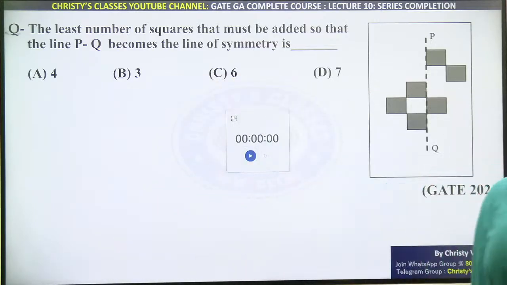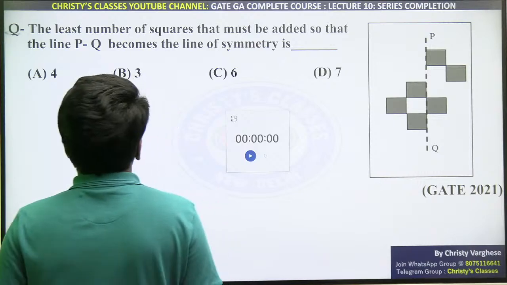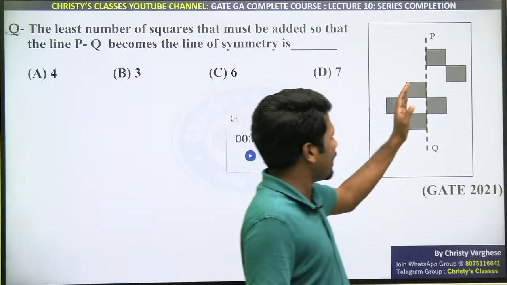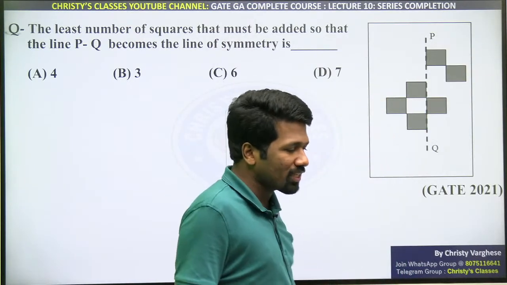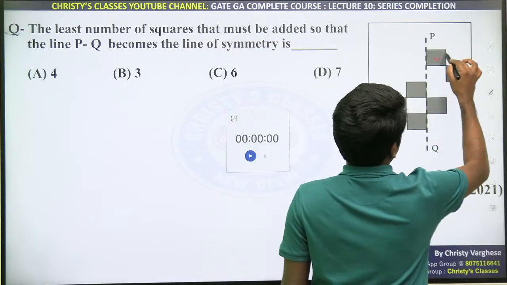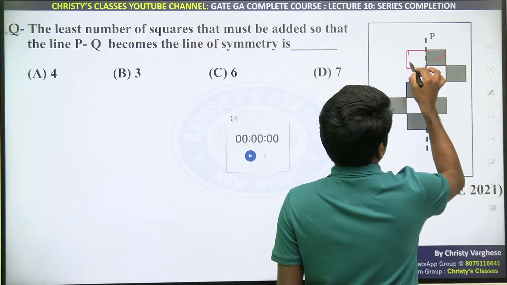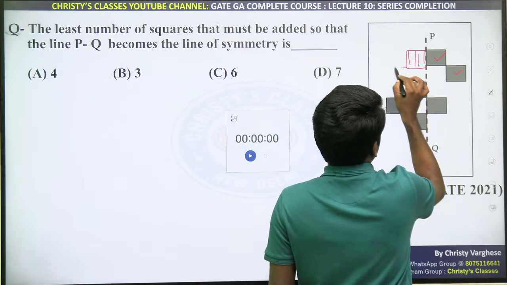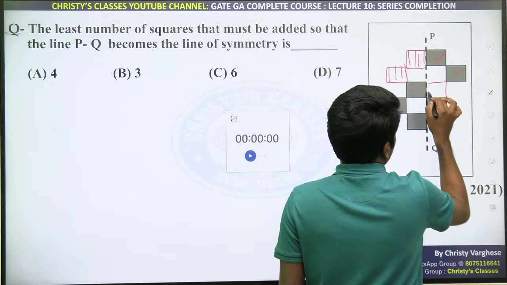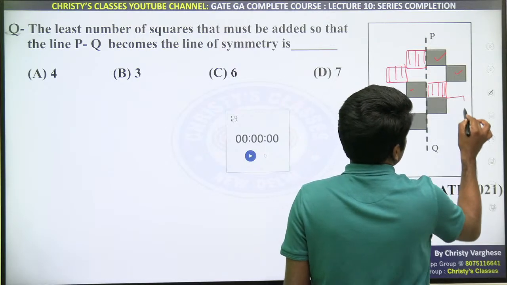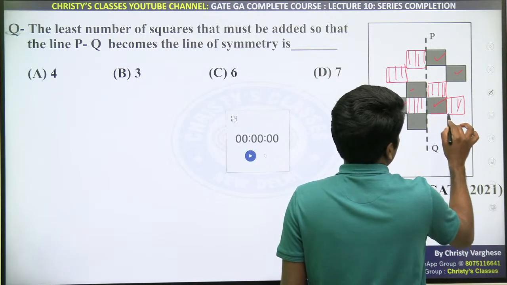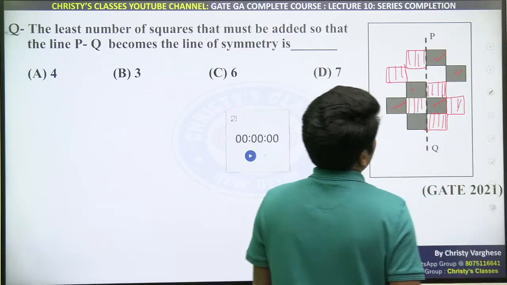Okay, most of you got it. So here also, it's a very simple question. Least number of squares that must be added so that the line PQ becomes a line of symmetry. I told you what is the meaning of line of symmetry. It's an imaginary line so that the left half and right half should look the same. It should be equal half itself. That means a square here should have a corresponding square there. Square or rectangle, whatever. This square corresponds to the left side square, this square corresponds to the right side square. So how many squares have I added?